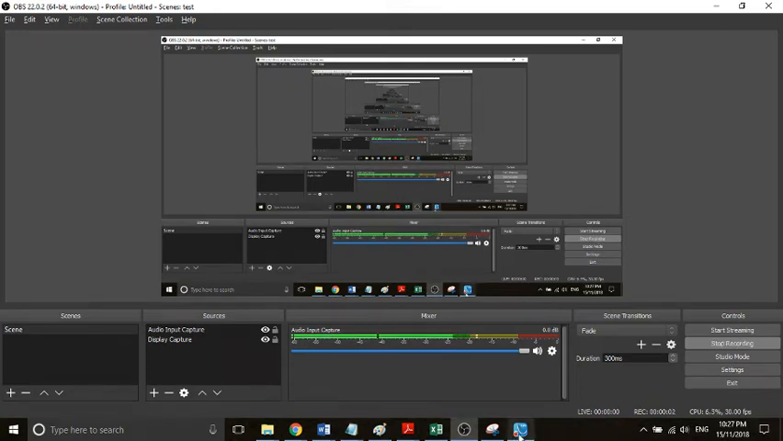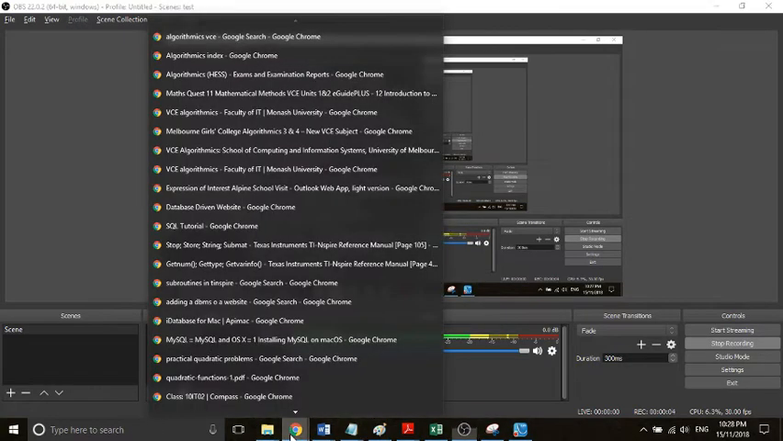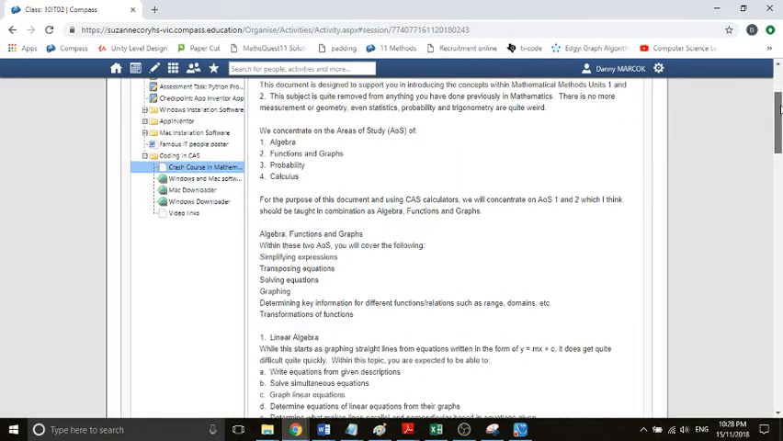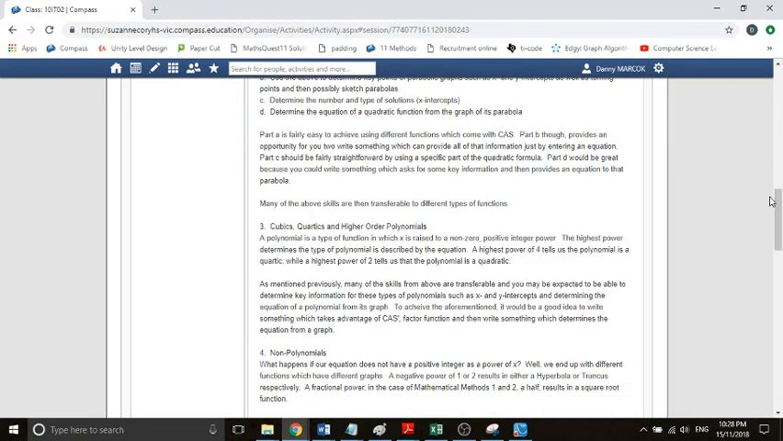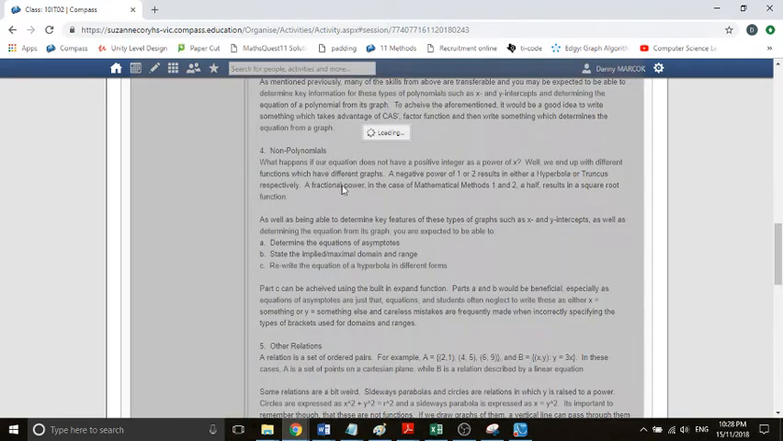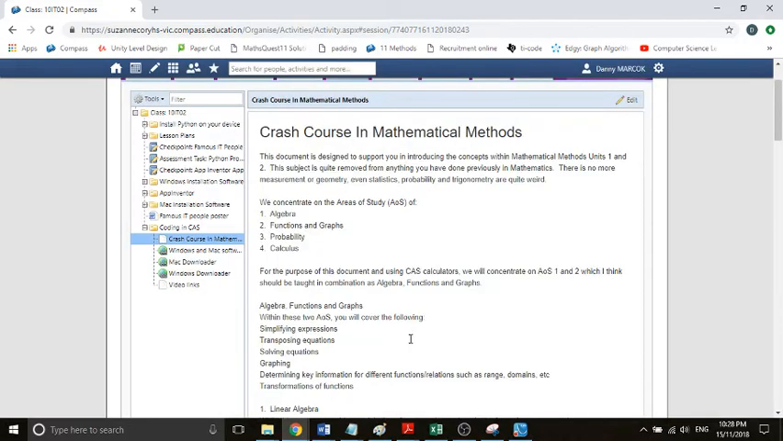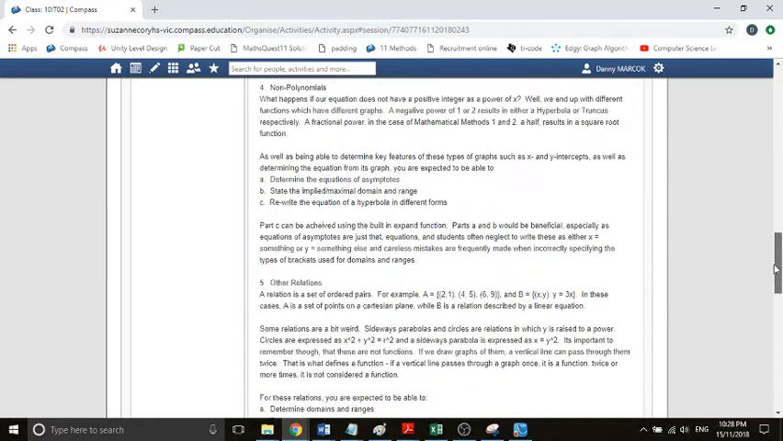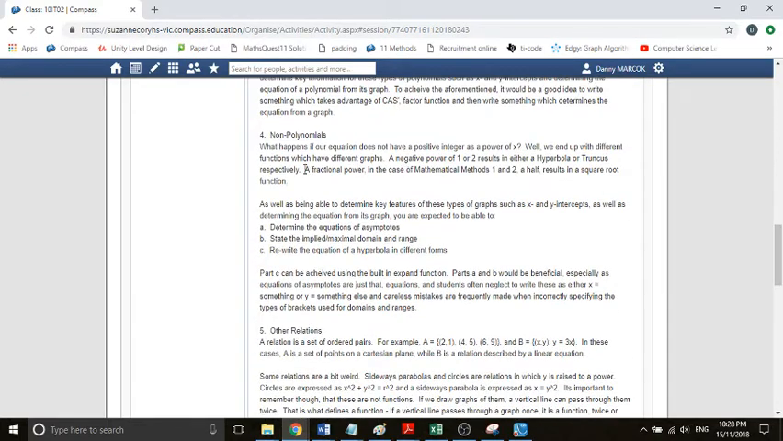Okay, let's see how this goes. Let's go to Compass, and we are right now having a look at this idea of a square root function. So if we scroll down to number 4, non-polynomials, if Compass lets me do that. One thing we talk about is a fractional power. And like I said, in the case of maths methods 1 and 2, a half, which is what you deal with next year, that means we've got what we call a square root function. So that's what we're going to have a look at now.